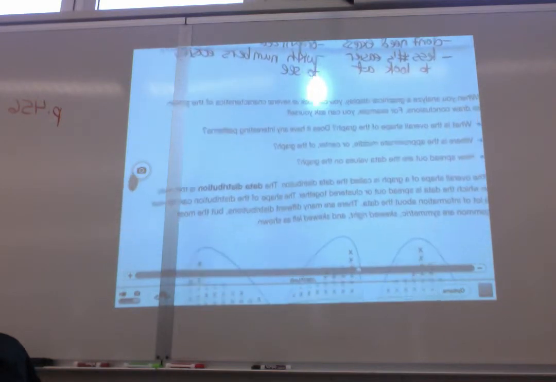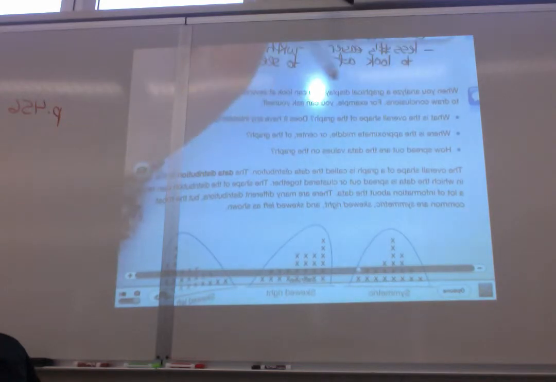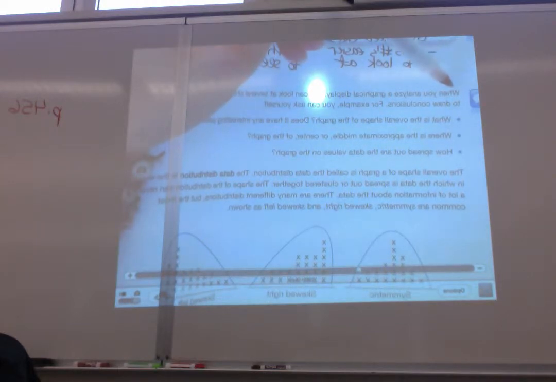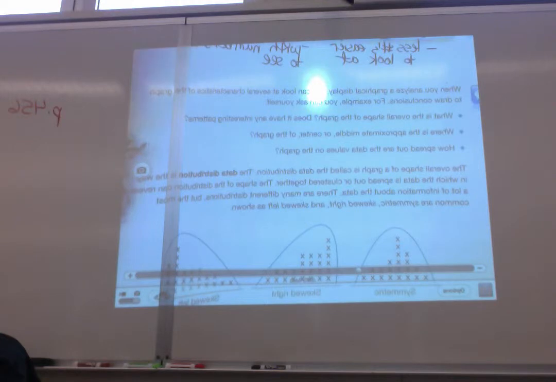Okay, middle of the page here, when you analyze a graphical display. Okay, someone to read for us. Thank you, Brody. When you analyze a graphical display, you can look at several characteristics of the graph and draw conclusions. For example, you can ask yourself, what is the overall shape of the graph? Does it have any interesting patterns? Where is the approximate middle or center of the graph? How spread out are the data values on the graph?